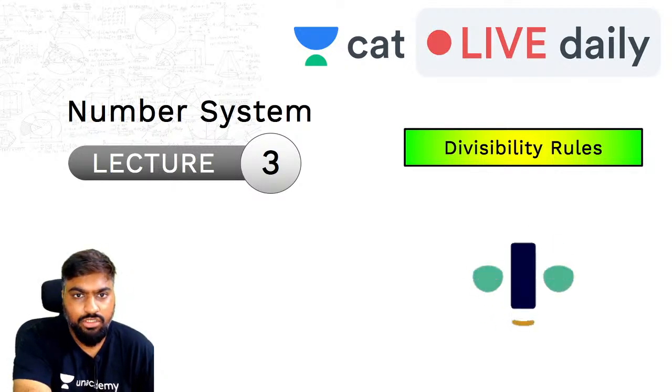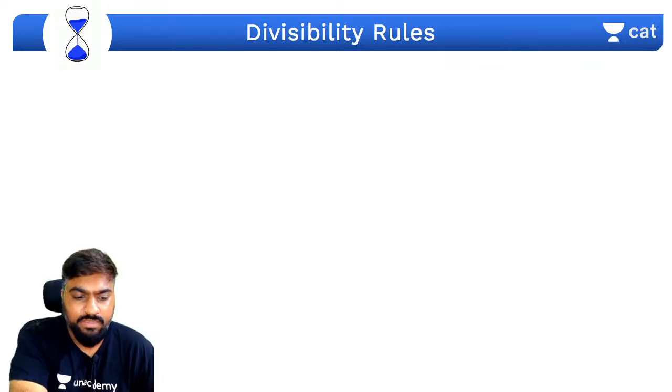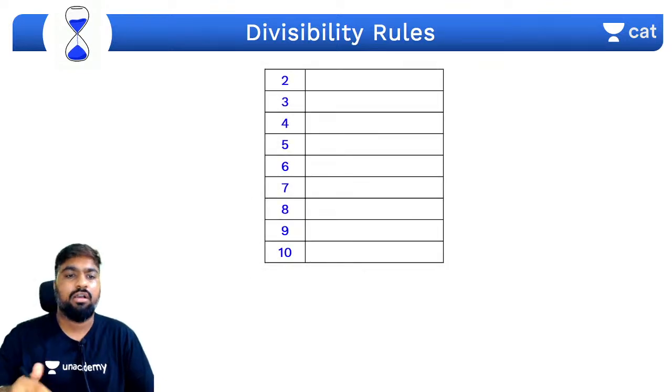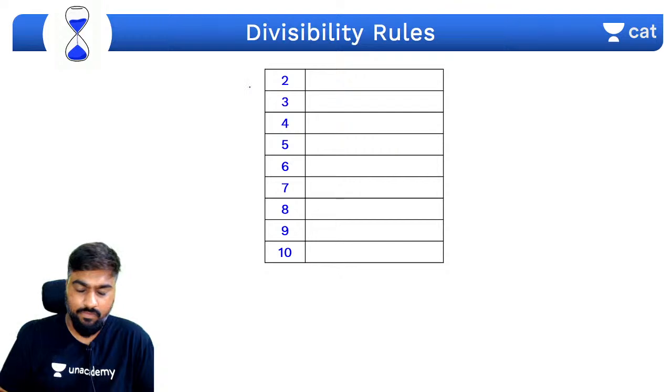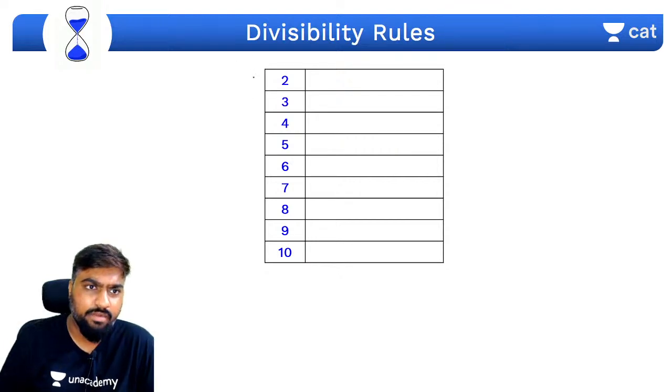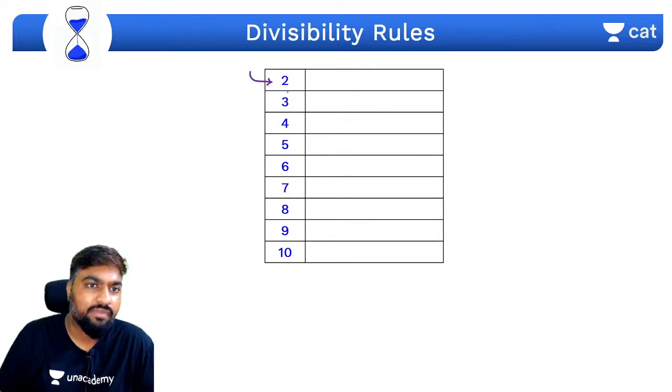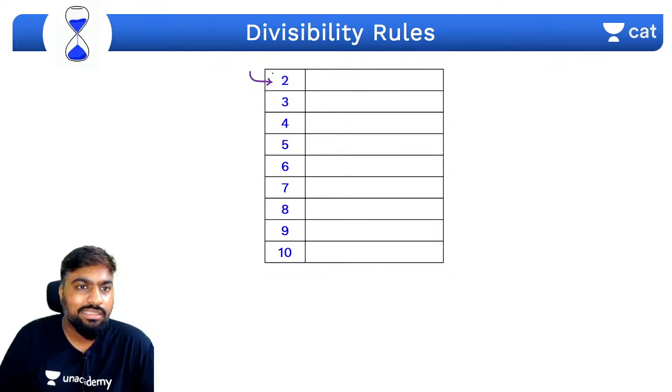Cool. So let's begin. So let's talk about divisibility rules. These rules will help you identify if a given number is divisible by another given number or not. So we'll first talk about all the prime numbers. Now first let's look at the smallest prime number, 2. If a number has to be divisible by 2, the last digit has to be divisible by 2.